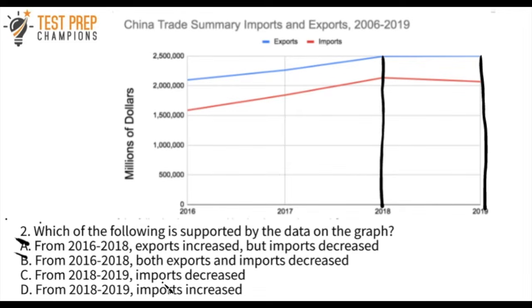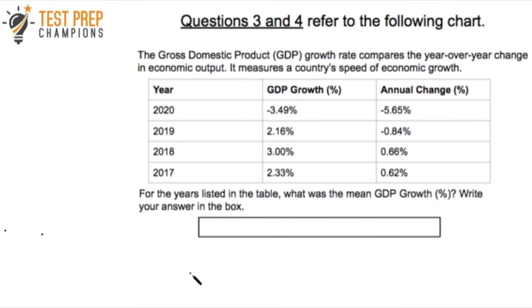Did imports decrease? Well, we want to look at the color red again because red represents imports. And what direction is this line going here? So the line here is going down, which represents decrease, so this is going to be correct. And C is the correct answer.